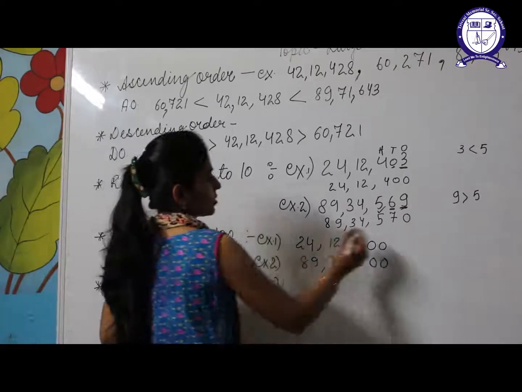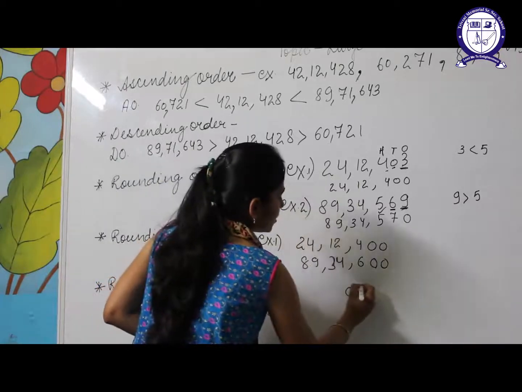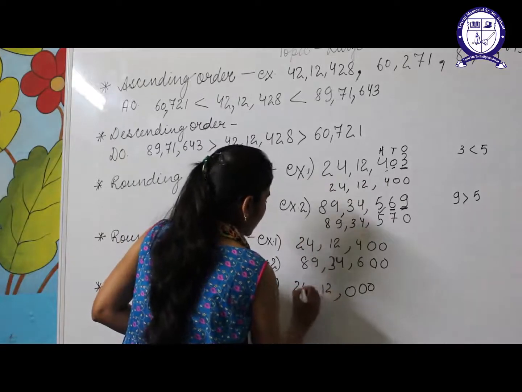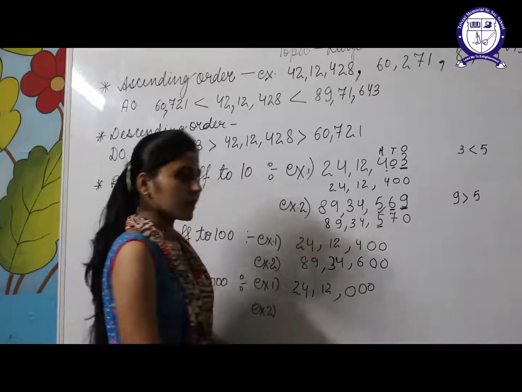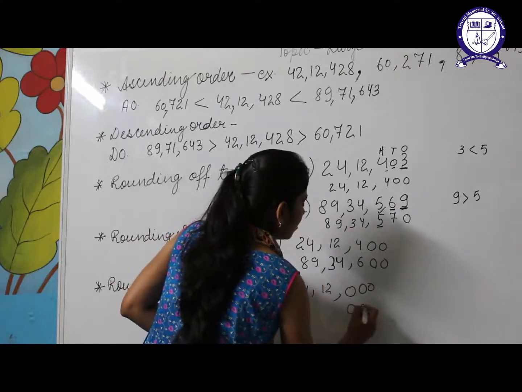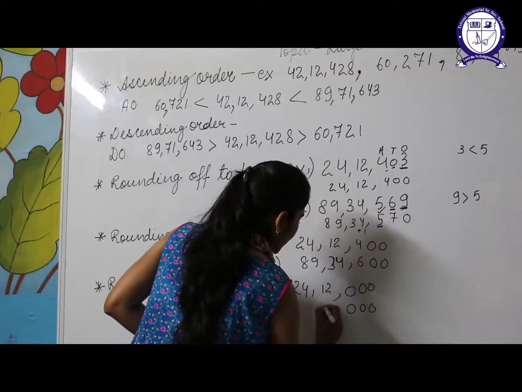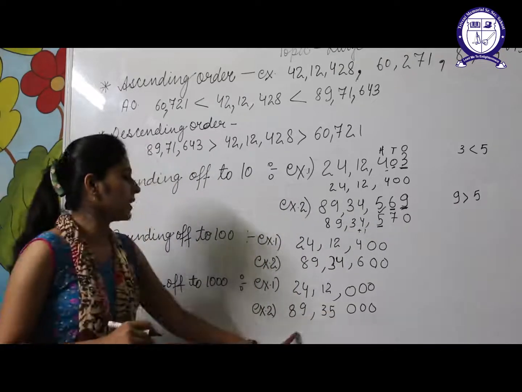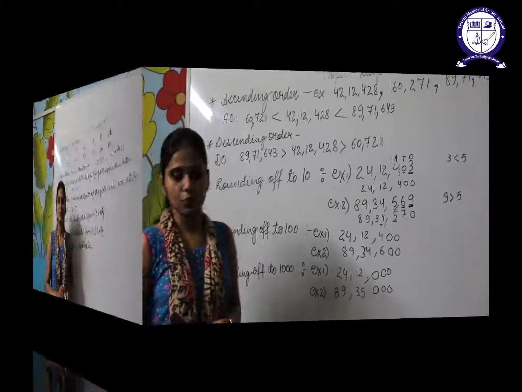In this case the 100 place digit is 4. It is smaller than 5, so it will become 0, and the rest of these digits will be the same, students. Now in this second example, here we are having 5 at 100 place. So the digit is equal to 5, so it will become 0, but we will also add 1 to the left hand side digit. So it will become 5, 3, 9, 8. So after rounding off, it becomes 89,35,000.